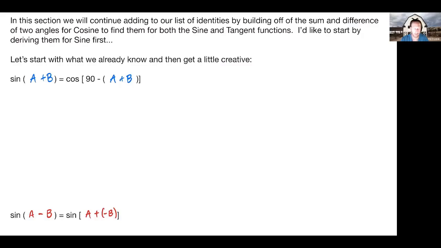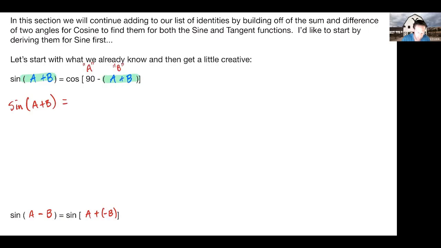And therefore, we can say that if we had the sine of some angle, and again, we'll call it a plus b for this one, then we know that that is equivalent to the cosine of 90 minus that angle. And because we know that, even though we're trying to find the sine of this angle we're calling a plus b, we can say that cosine, and this would be our first angle, for lack of a better letter, and this would have been our second.